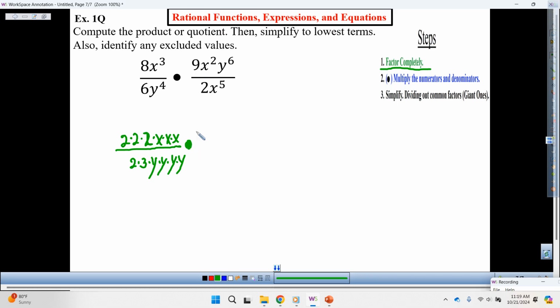Times. How about 9? 3 times 3. X squared. X times x. Y to the 6th. Y times y times y times y times y times y. Some of you are saying, Mr. Q, how come you didn't put multiplication in between to save space? But we know when there's two variables next to each other, it's multiplication. Next, over 2 times x times x times x times x times x. Step 1, done. Copy that, please.